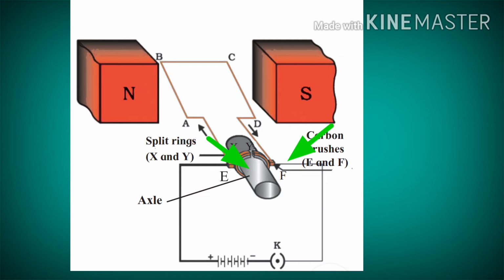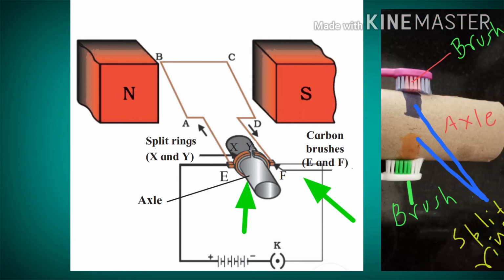These two half split rings have a resistive coating on their inner surface, again so that the current doesn't get wasted or doesn't just come out, and it is tightly fit onto an axle, and the outer conducting surface is in contact with two stationary brushes, something like this. You can understand from here.